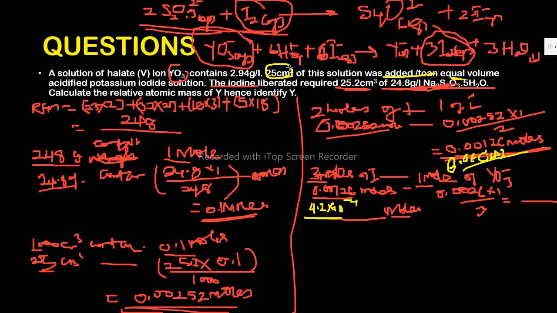So if 25 contain those moles, how about the 1 liter? Let me just try to economize space. If 25 contain 4.2 times 10 power negative 4, how about 1,000? Contain how much? This times this out of this. What's the answer? Let's hurry up. You also want me to get this by head.